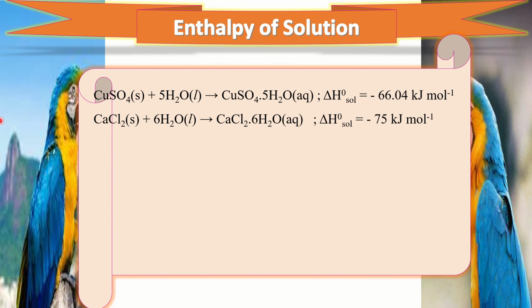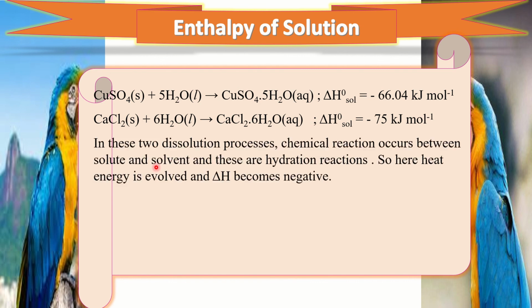In the same way, when calcium chloride is added into water, then at first 1 mole of calcium chloride is added with 6 mole of water and it makes hydrated calcium chloride. So in this process, minus 75 kilojoule per mole is the heat of solution. That means 75 kilojoule heat energy is produced in this process. In these two dissolution processes, a chemical reaction occurs between solute and solvent, and these are hydration reactions. So here heat energy is evolved and delta H becomes negative.